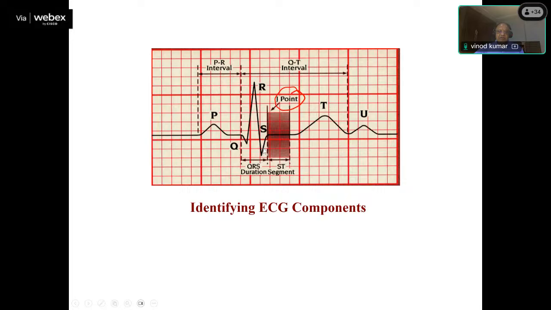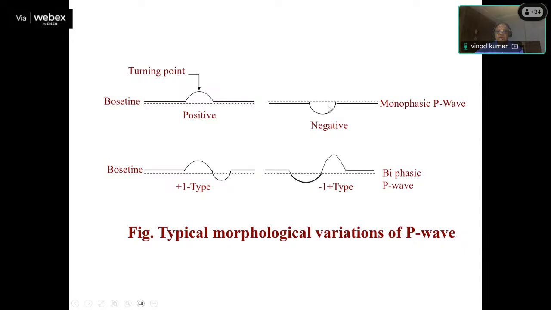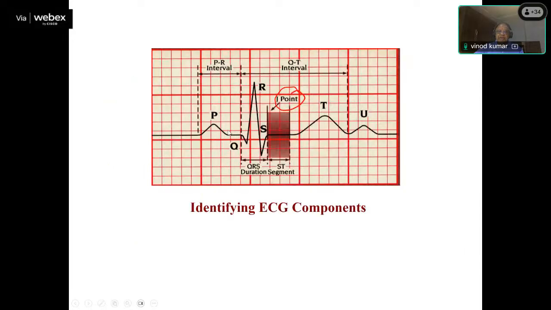So in case of ECG, I have already told you P, Q, R, S, T, and U waves, and PR interval, QT interval, QRS interval, and the ST segment is also important. And there is a J point, this J point. So whether this J point is positive or negative, this also has significant information with respect to cardiac disease, cardiac problems.